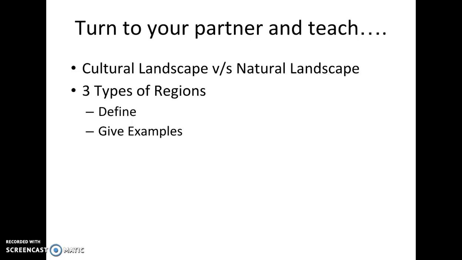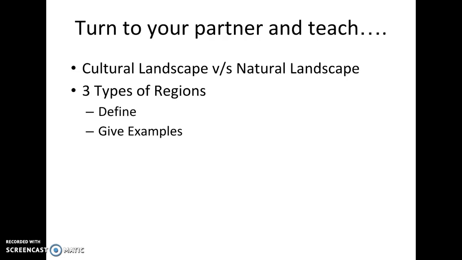And when we look at the three types of regions, please have your tree map available to you right now from class about the three types of regions. So if you need to pause, please pause to access that tree map. So when we get this tree map, we see that we have three types of regions. We have formal, functional, and vernacular.